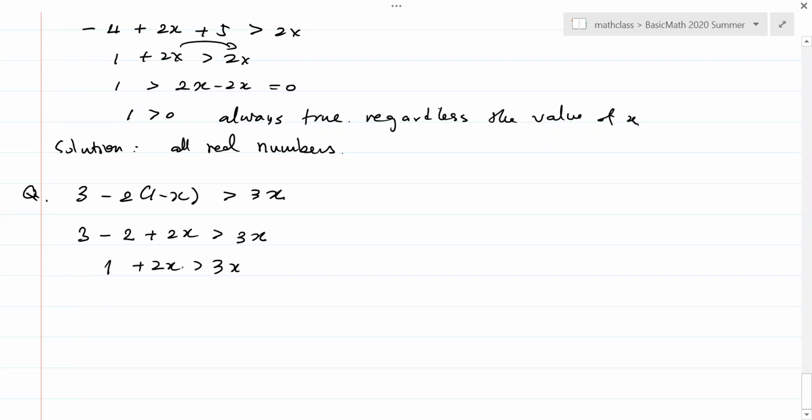So you move 2x to the right-hand side. So that will be just x. So in other words, x is less than 1. So this is a necessary step you have to show. Don't just write down the answer and work on the scratch pad. Okay.